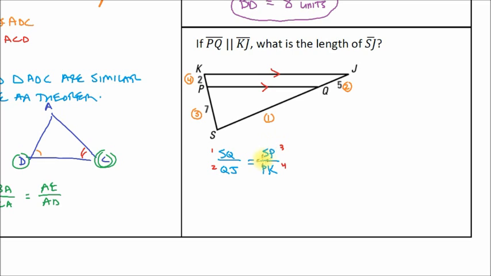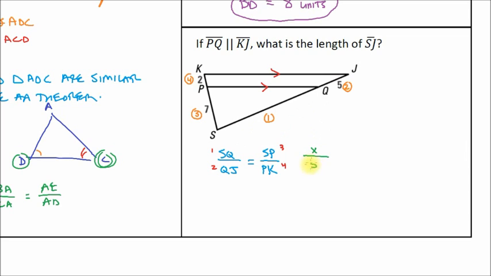Let's go ahead and figure out what our missing value is. So, do we know what SQ is? No, SQ is an unknown. It's asking you what the length of SJ is. Oh, so they want to know what SJ is, but we can't find SJ until we find SQ. Then we'll know SQ and QJ, and then we can add them together. So we still have to find SQ. So SQ is going to be our unknown x.